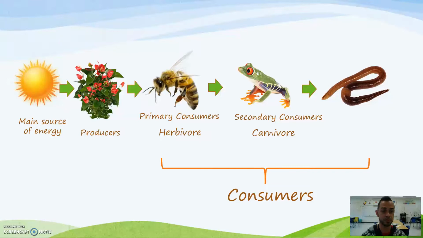And the last one is the worm. They are special consumers, but they are called decomposers. They are the ones in charge of breaking down the dead organic matter.